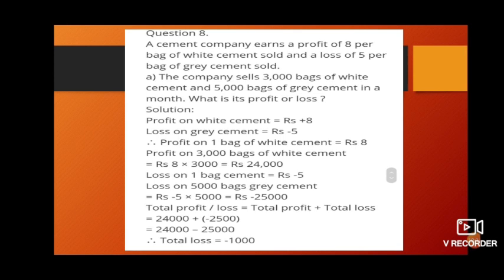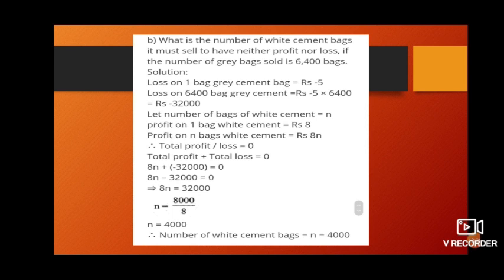Now after seeing that, we can say what the profit or loss is. It's absolutely a loss. 24,000 is the profit and the loss is minus 25,000. So he is in a loss of minus 1000. Okay. Next, what is the number of white cement bags that must be sold to have neither profit nor loss?